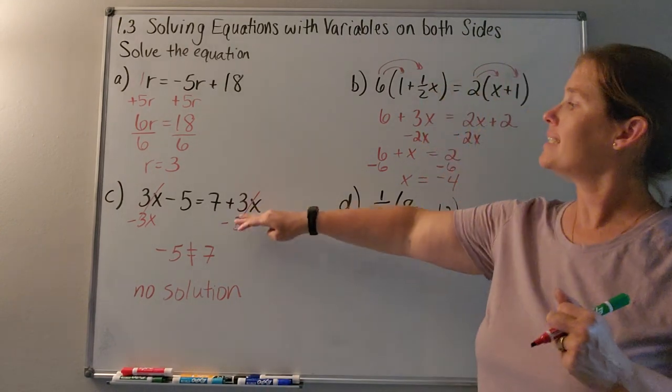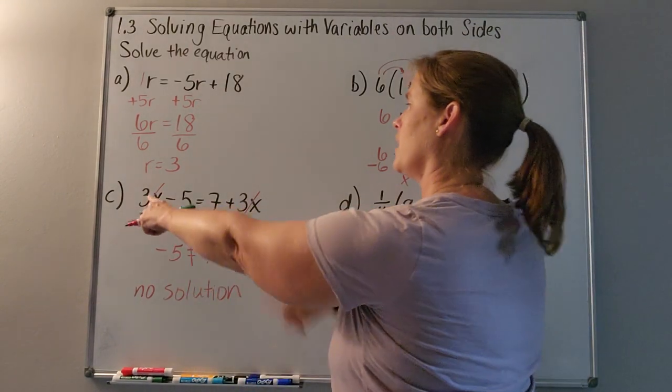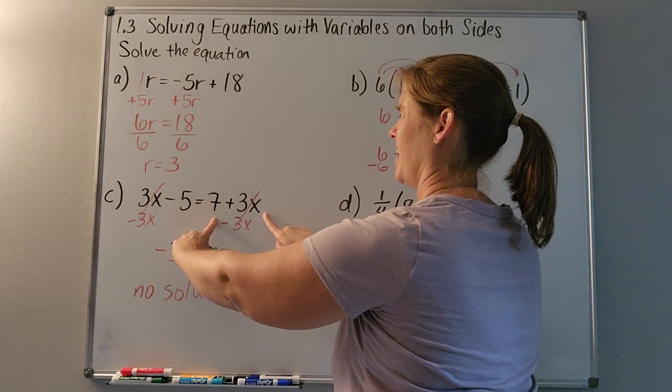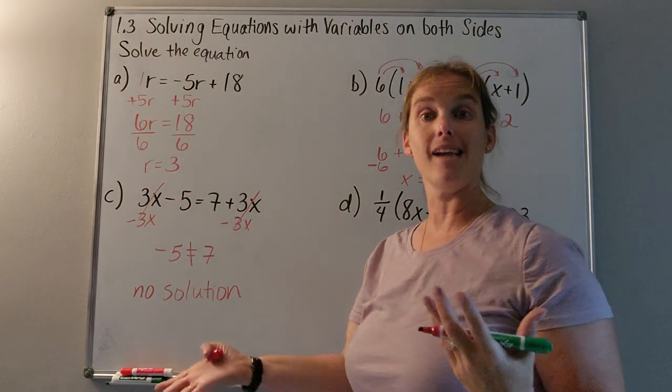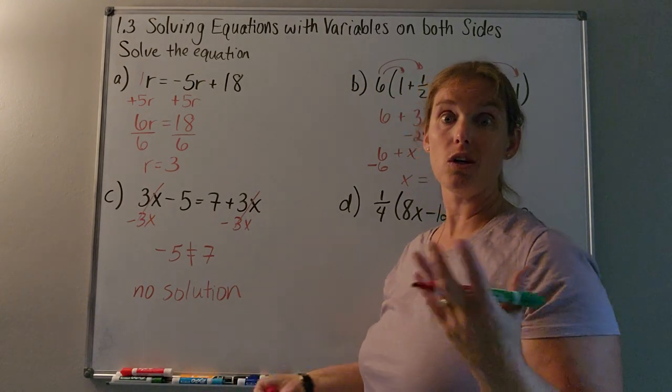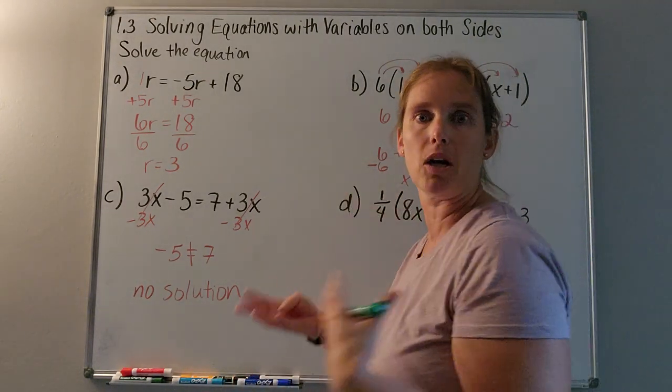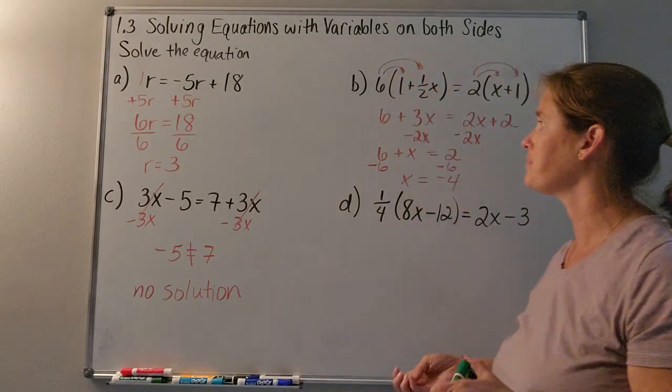All right, and you can kind of see that maybe even as we start and go, well, I have a 3x and a 3x. Here I'm subtracting 5. Here 7's positive and being added. So it's probably not going to be equal. So you can use a little intuitive thinking there if you want, and if you're starting to see that, the better you get at this, the more you'll notice those things.